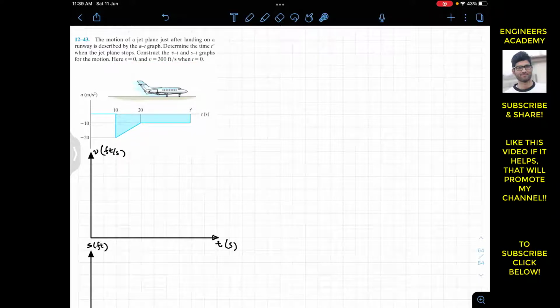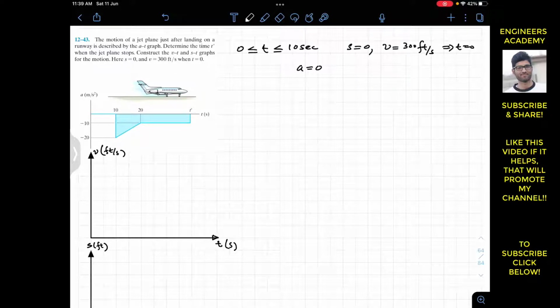Now the motion of the jet plane occurs in three different conditions and in three different time intervals. So we will consider each interval one by one. The initial interval is from 0 to 10 seconds. So when t is greater than or equal to 0 and less than or equal to 10 seconds, we are given from this a-t graph that the acceleration is equal to 0. So we can write that the acceleration is equal to 0, and the initial conditions are that s is equal to 0 and velocity is equal to 300 feet per second when t equals 0.